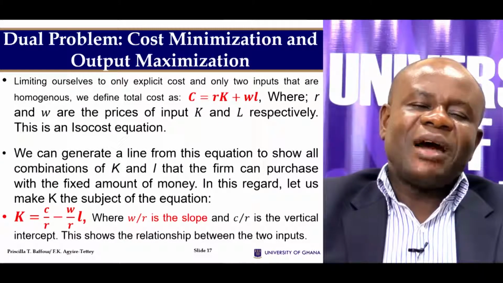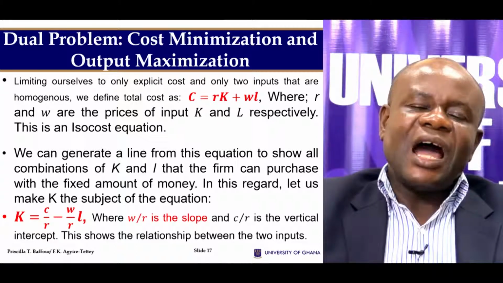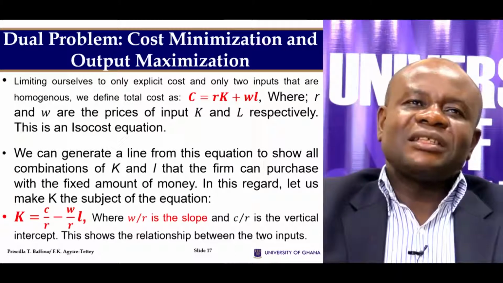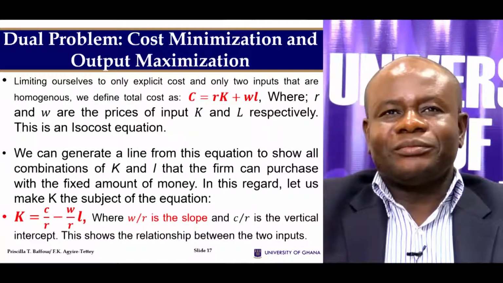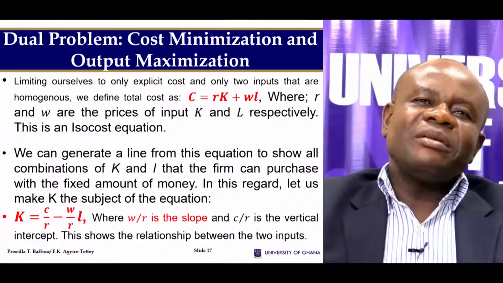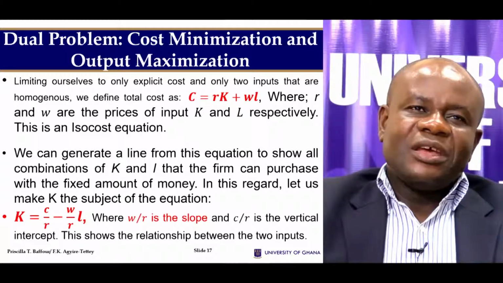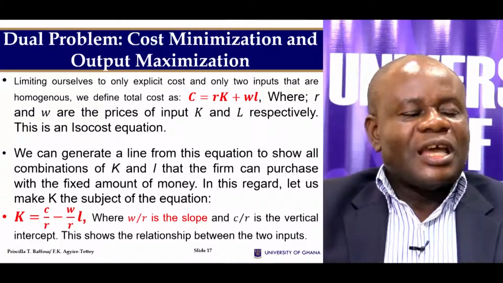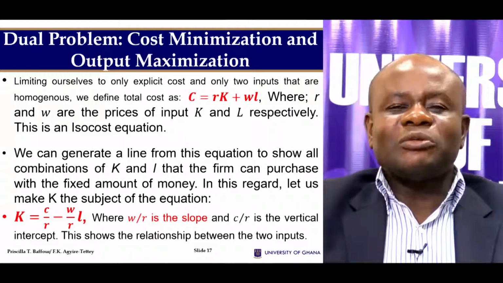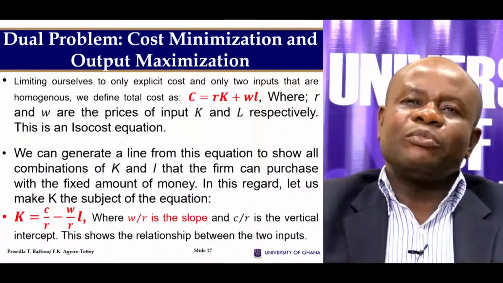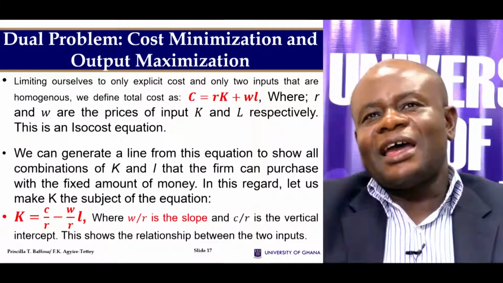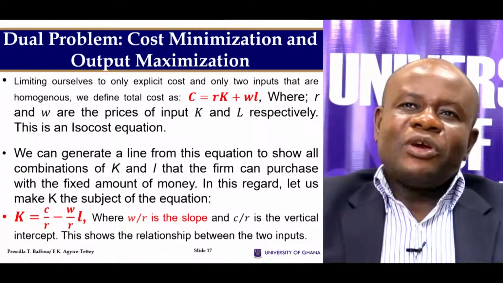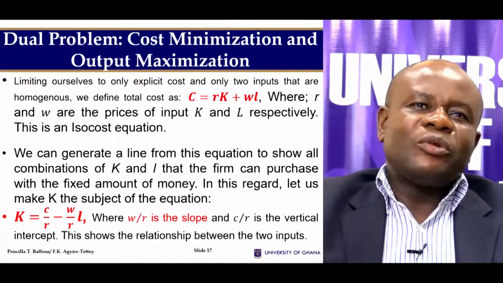When it's able to minimize cost and able to maximize output, then the firm is likely to be able to maximize its profit. So, how do we minimize our cost? First, we need to be able to determine the output that the firm is going to use. And in this session, we're going to assume that the firm is going to use just two inputs. That is, labor and capital. And we're going to assume that these two inputs are homogeneous.